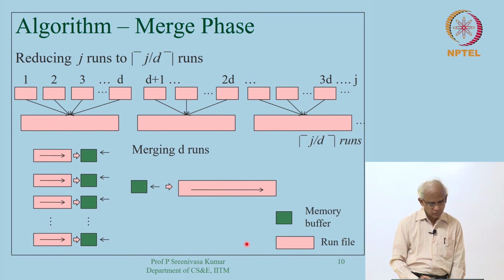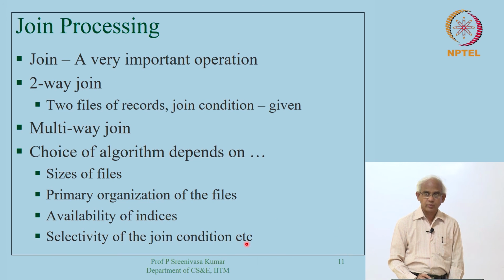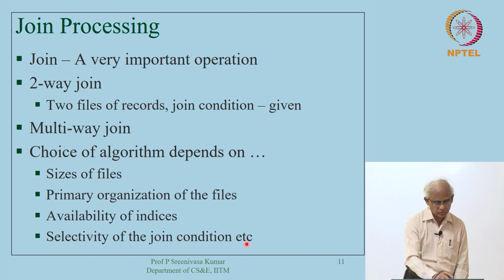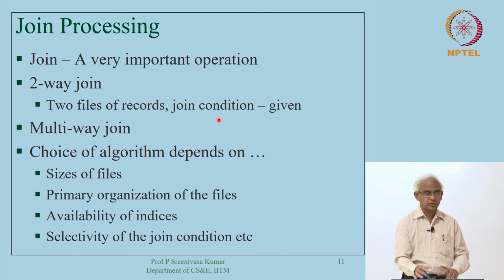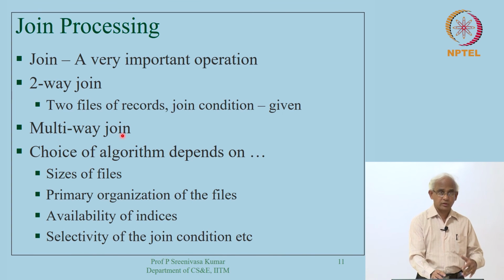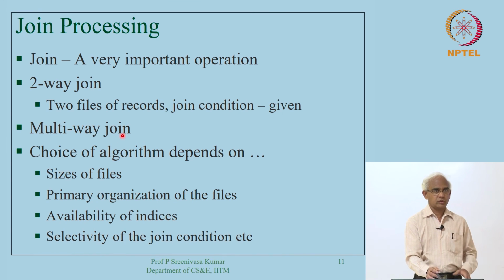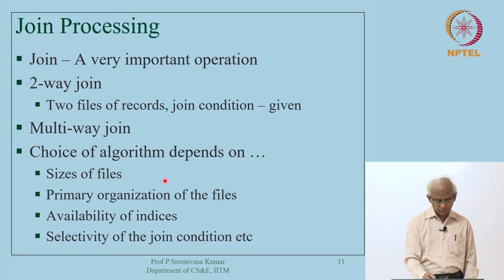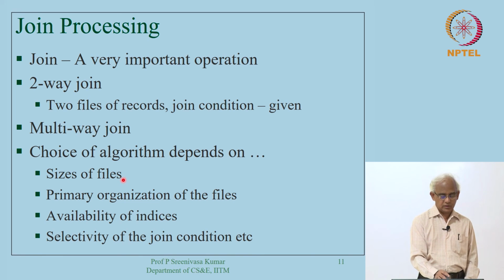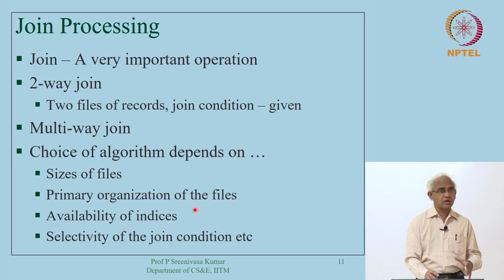Okay. So, let us move on to join, which is obviously a very important operation. Let us focus a little bit on two-way joins. Two files of records and a join condition are given, and you are supposed to join. In a multi-way join, you are given more than two files and a join condition, and you will have to join. Now, what is the choice of algorithm for doing a join? It depends on the sizes of the files involved and what the primary organization of those files is.